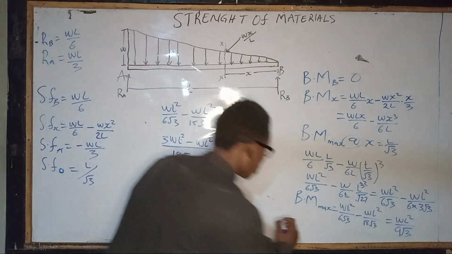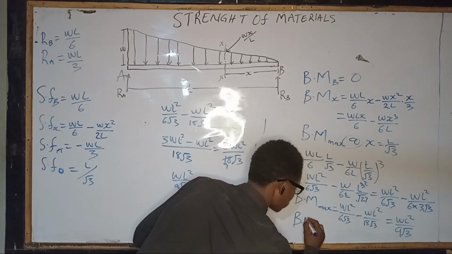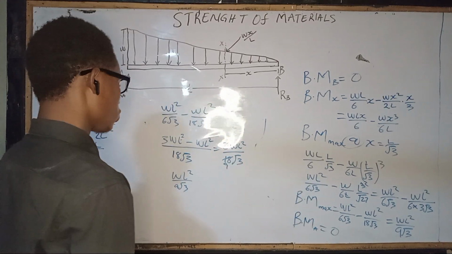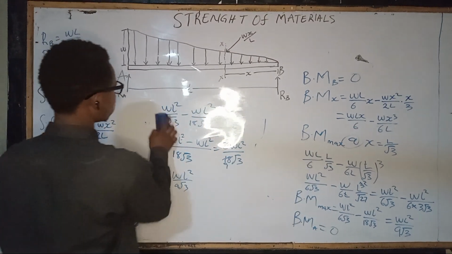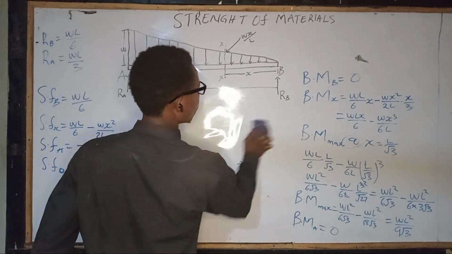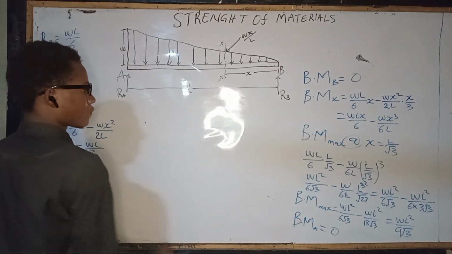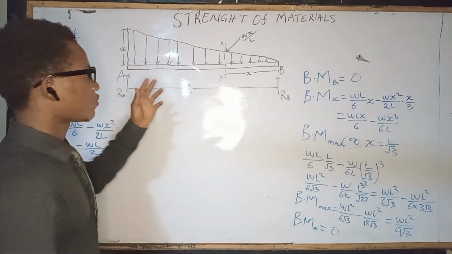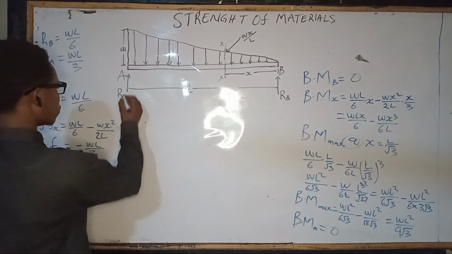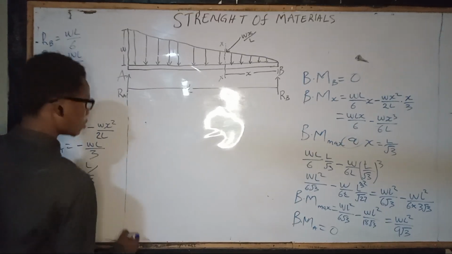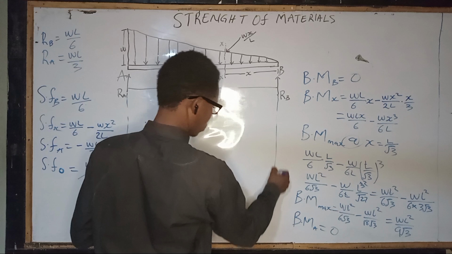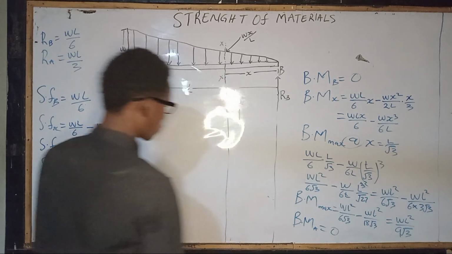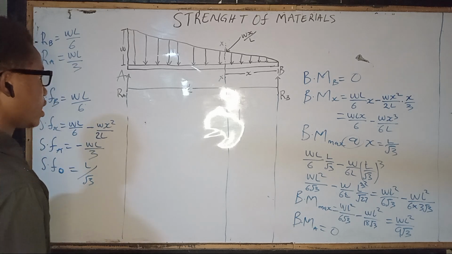And our bending moment at A will be equal to 0. So since we have gotten that value, we proceed to draw our diagrams.